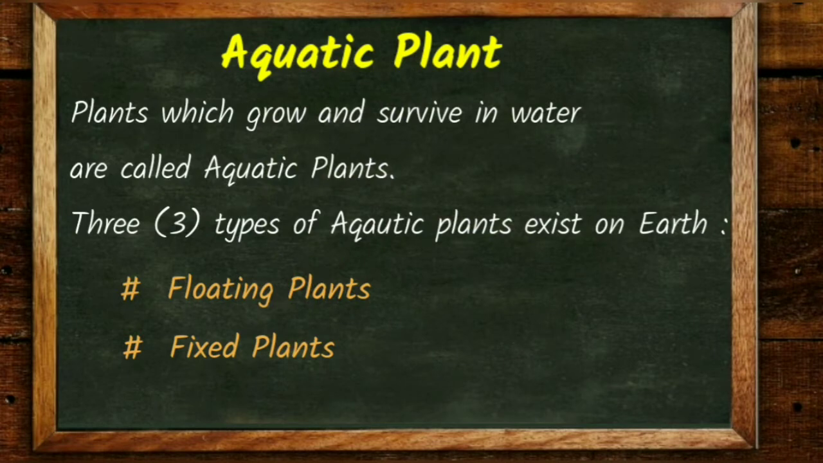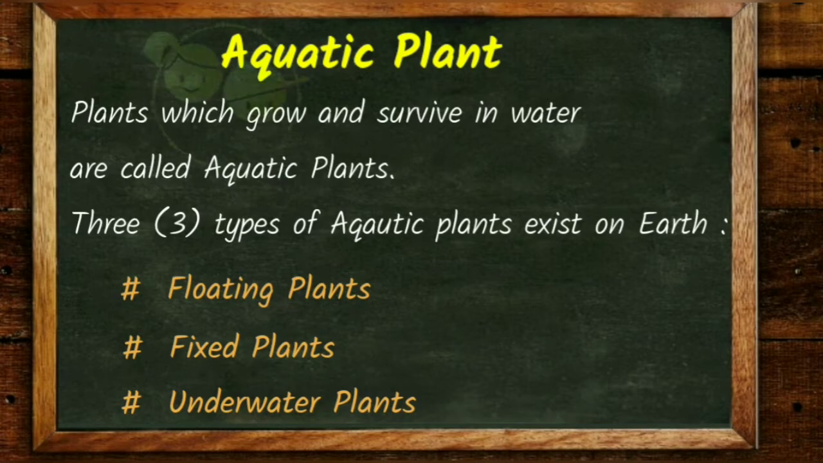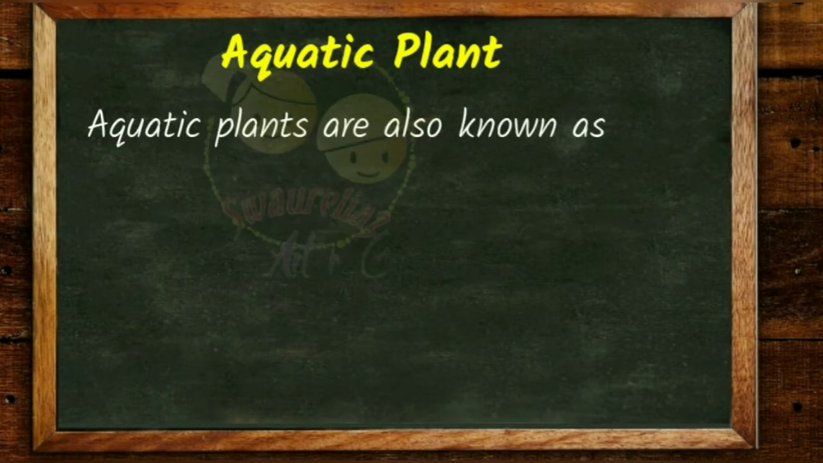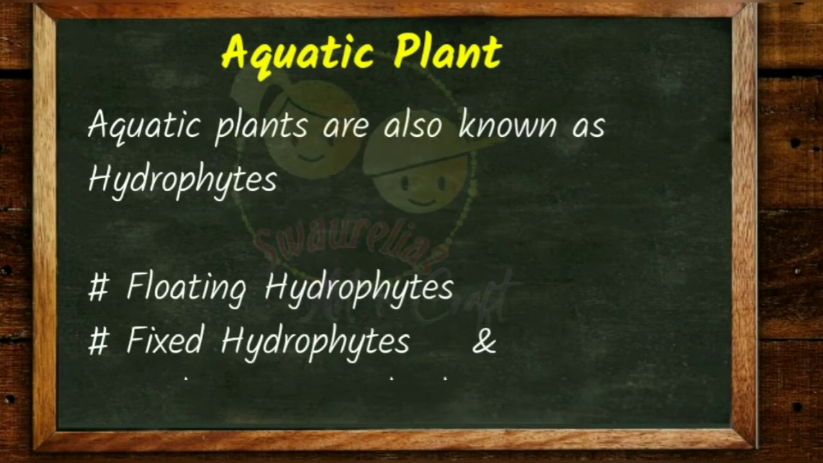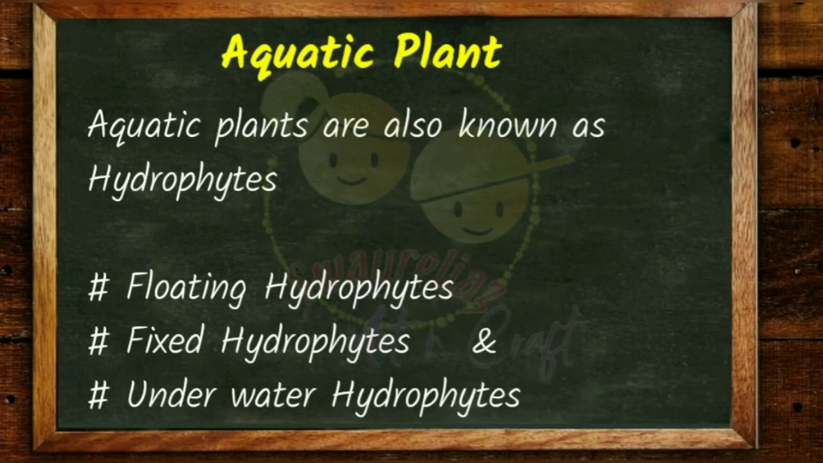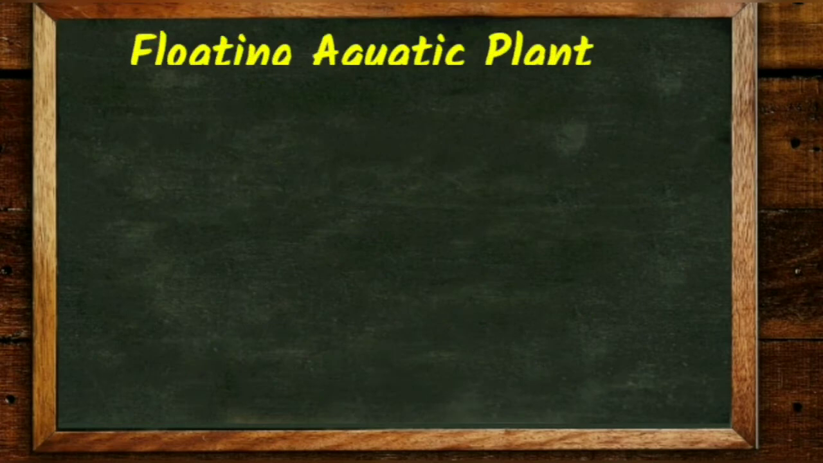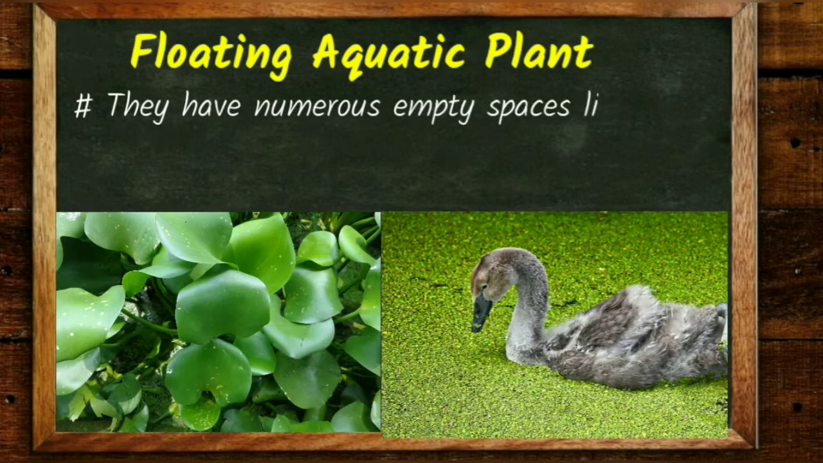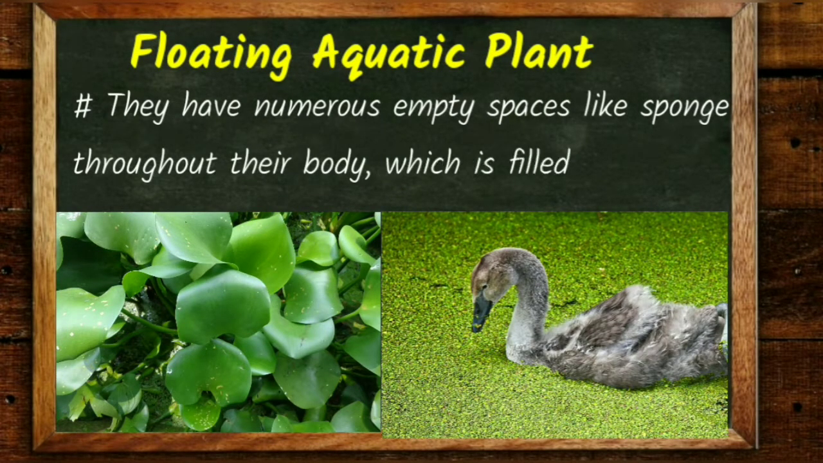Three types of aquatic plants exist on Earth: floating plants, fixed plants and underwater plants. You can very well understand from the names of these plants. Let's see. Aquatic plants are also known as hydrophytes: floating hydrophytes, fixed hydrophytes and underwater hydrophytes.